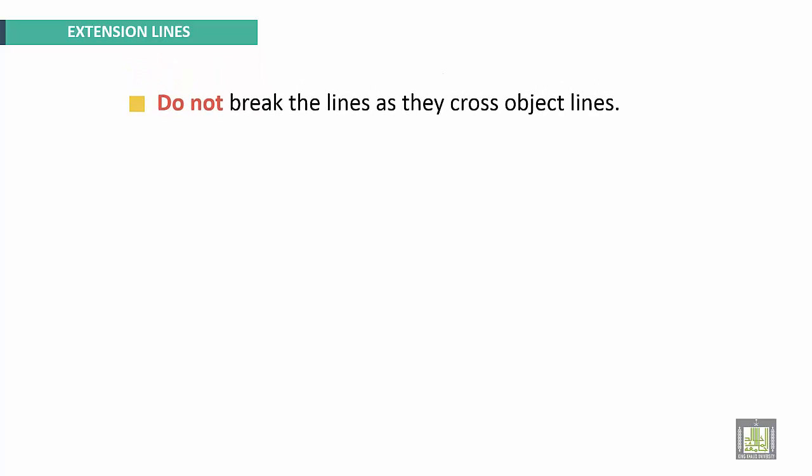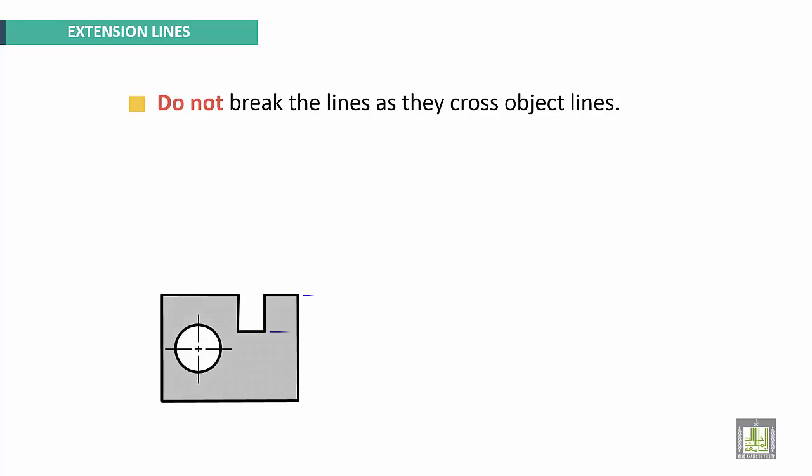Do not break the lines as they cross object lines. Example. Here, when the extension line crosses the line of the object, do not leave space here. Do not break this line. Keep it as it is. Here also, keep it as it is.